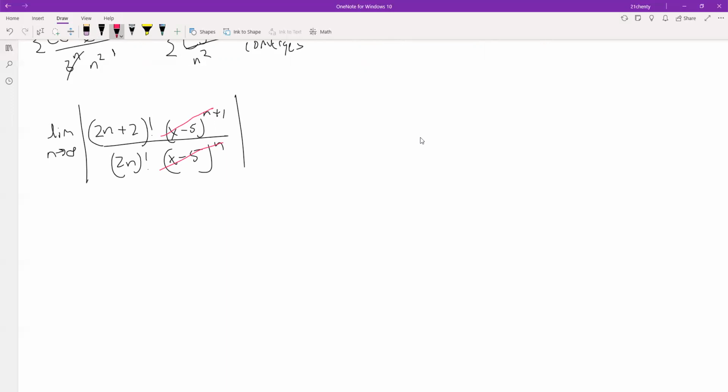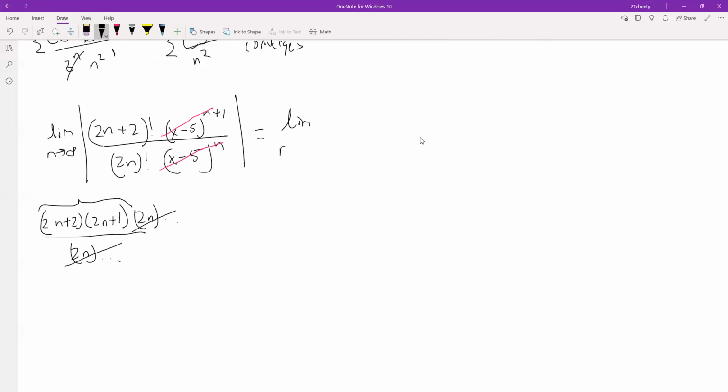And we get that the 2n plus 2 factorial is just, I'll write it off to the side, 2n plus 2 times 2n plus 1 times 2n, etc. And then this is just 2n dot dot dot. So these cancel out, and we're left with just this part.